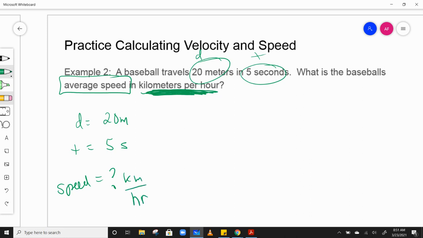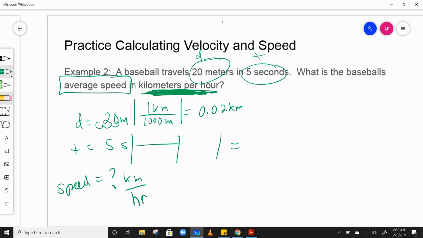So first of all, we need to convert these. So we need to convert meters to kilometers. So 1 kilometer is 1,000 meters. So we get 0.02. Then move it over 1, 2, 3. 0.02 kilometers. And then 5 seconds, I'm going to convert that to hours. There are 60 seconds in 1 minute. And then in 1 hour, there are 60 minutes.